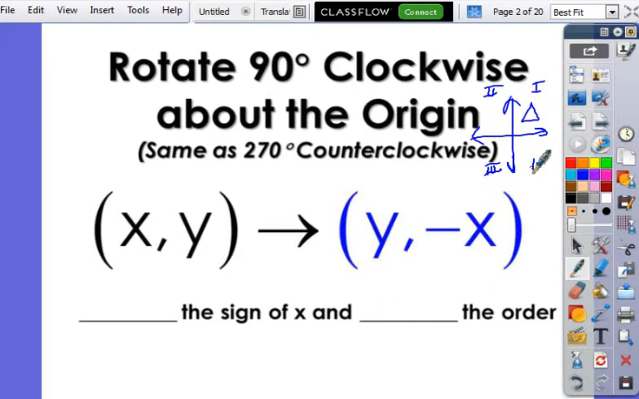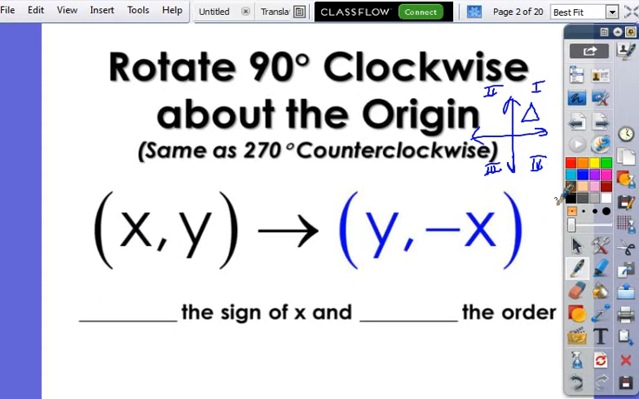If I rotate that 90 degrees clockwise, where is it going to be? It's going to be in quadrant 4. If I rotate it 90 counterclockwise, it's going to be in quadrant 2. All right. So knowing that should help you line these things up.